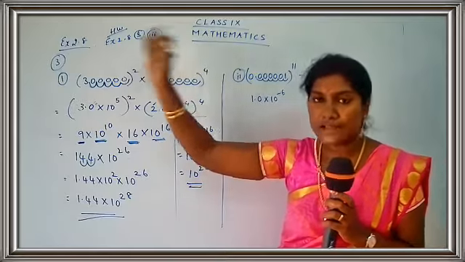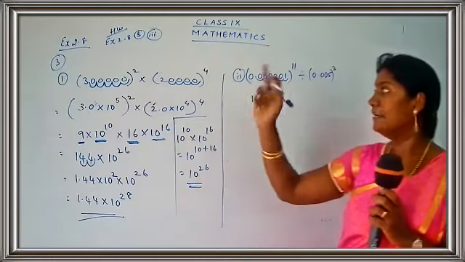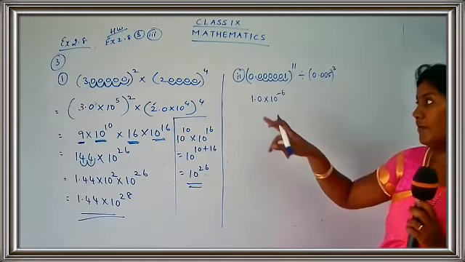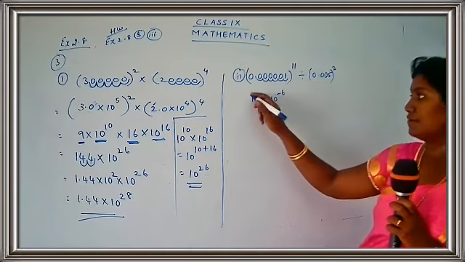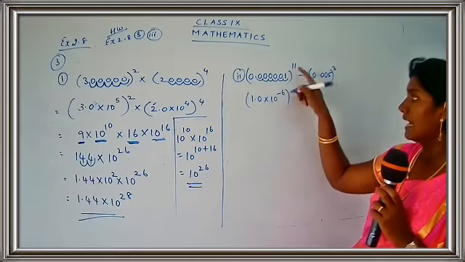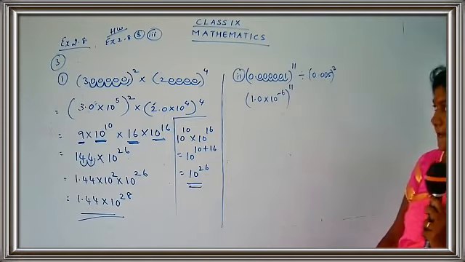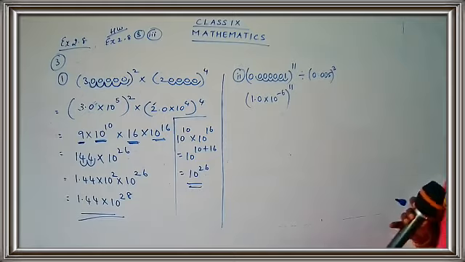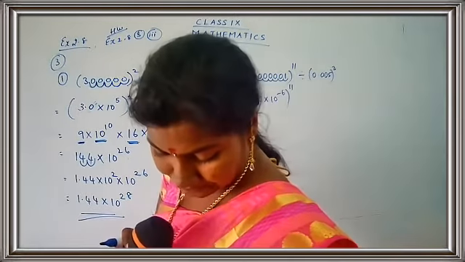So when it moves to the left side, positive power. When it moves to the right side, negative power. So you get 1.0 into 10 raised to minus 6. This is the answer for this. This is the scientific notation. Write down the power as it is, that is 11. So I get 1.0 into 10 raised to minus 6.